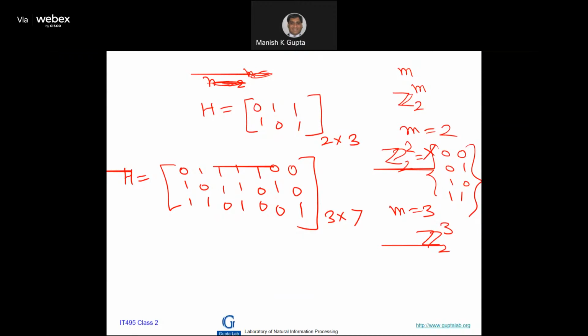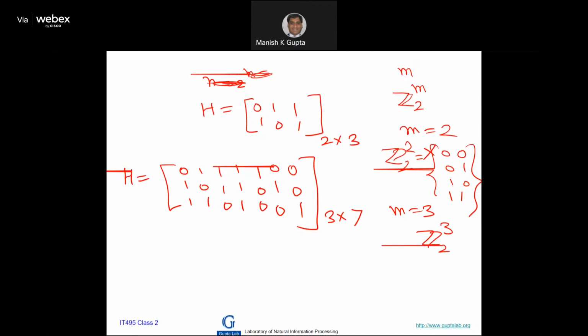All in Z2^3, there are 8 vectors. I have put all of them except 0 as a column vector. And again, this property is satisfied that no two columns are multiples of each other. In fact, there is another very interesting thing that you can observe.